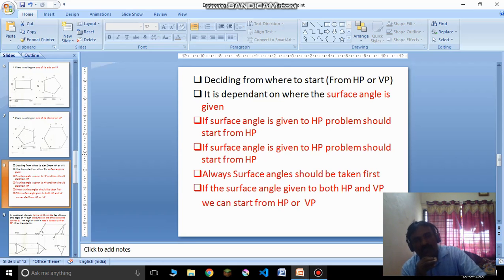I repeat those things. You have to decide whether to start from HP or VP, based on where the surface angle is given in the problem. If the surface angle is given to HP, start from HP. If it is given to VP, start from VP. Then the surface angle must always be considered first, and the other angle should be taken at a later stage to solve the problem.